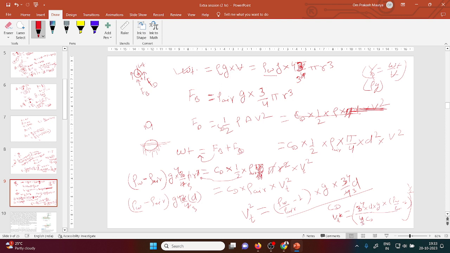If you calculate like that, you will get the correct answer. The final formula is this one: Vt is equal to the square root of 4 by 3 CD into D into g into (rho water over rho air minus 1), to the power 1 by 2. If you calculate like that, you will get the correct answer.